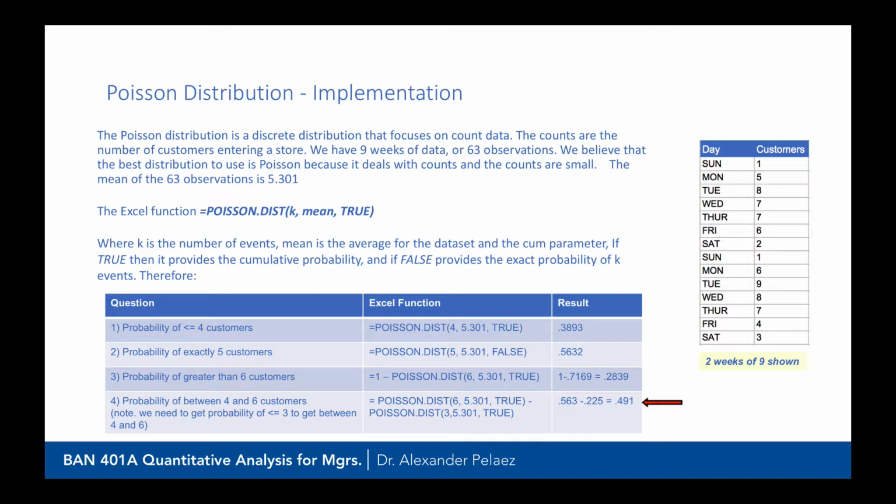If we were looking for the probability of between 4 and 6 customers, we'll need to find the probability of getting 6 customers or less, which is what we had done before, and that gave us 0.716. And then we need to get the probability of getting less than or equal to 3, because we wouldn't do the Poisson.DIST with 4 because that would give us 4 or less. We want to include 4 in that. So we're going to drop that by 1 and look for the probability of getting less than or equal to 3. And therefore, we use Poisson.DIST 3, 5.301 as the mean, true. That gives us 0.225. When we subtract the 2, we will end up with 0.491, or 49.1% probability of getting between 4 and 6 customers.